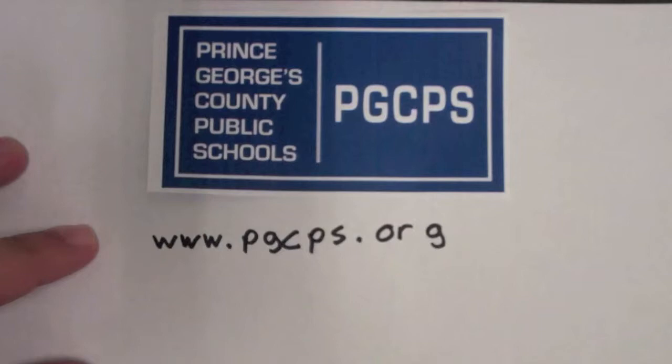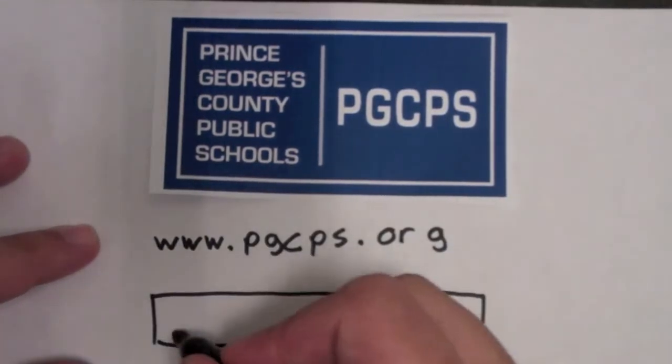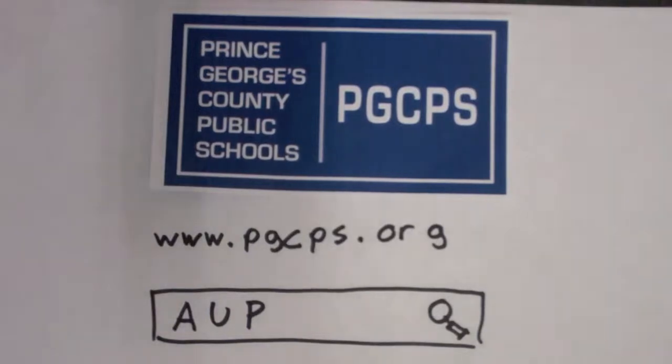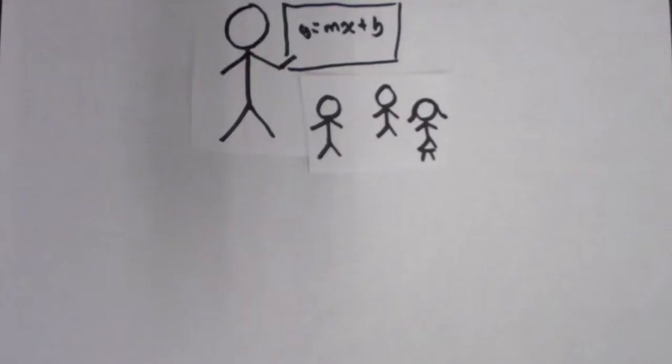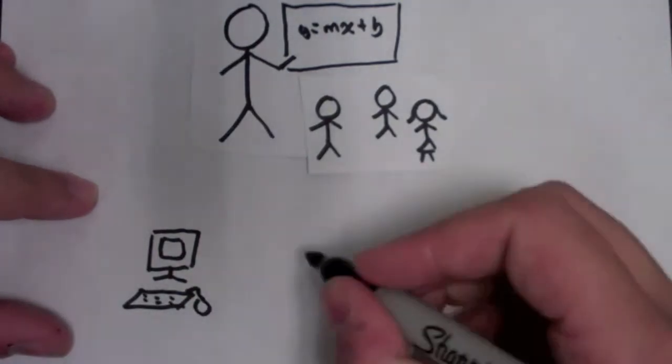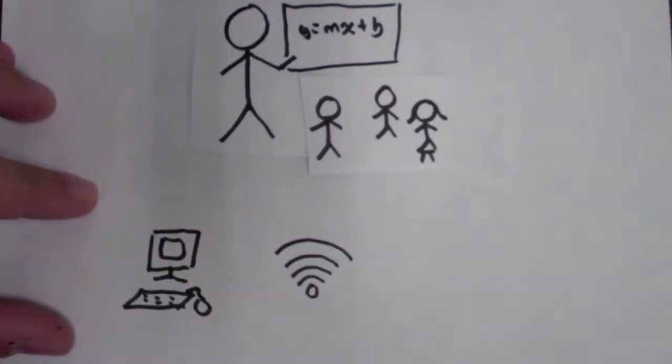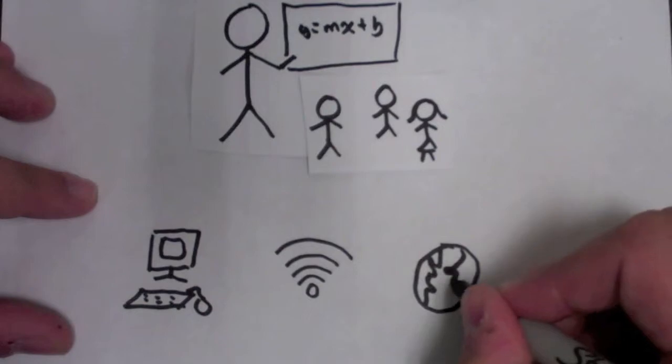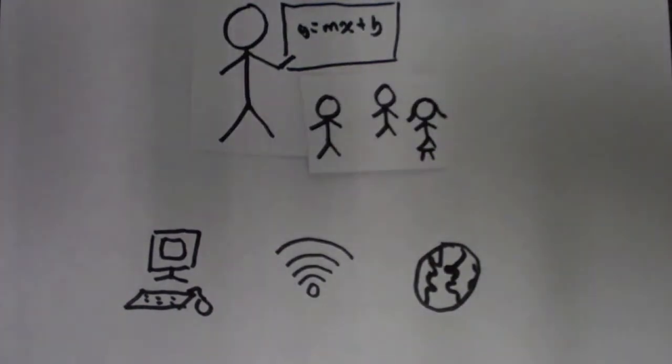www.pgcps.org. Then look for the search box in the top right corner, and in the search box type in AUP. The first item on the search results is going to be the administrative procedure that contains the acceptable use policy for the school system. PG County has a single AUP for all users, including teachers and students. The policy covers all users of all school-owned technology, school wired and wireless networks. In addition, the AUP covers websites hosted by PGCPS, primarily school and office websites.